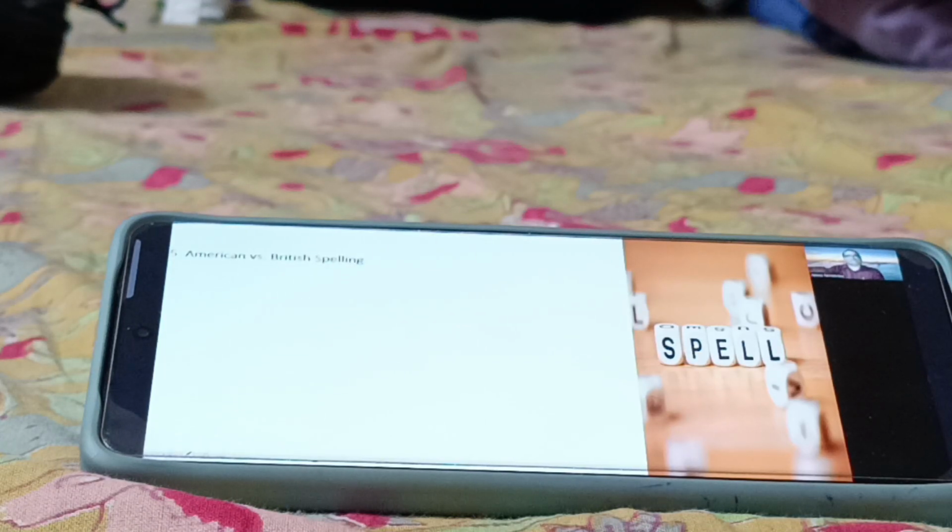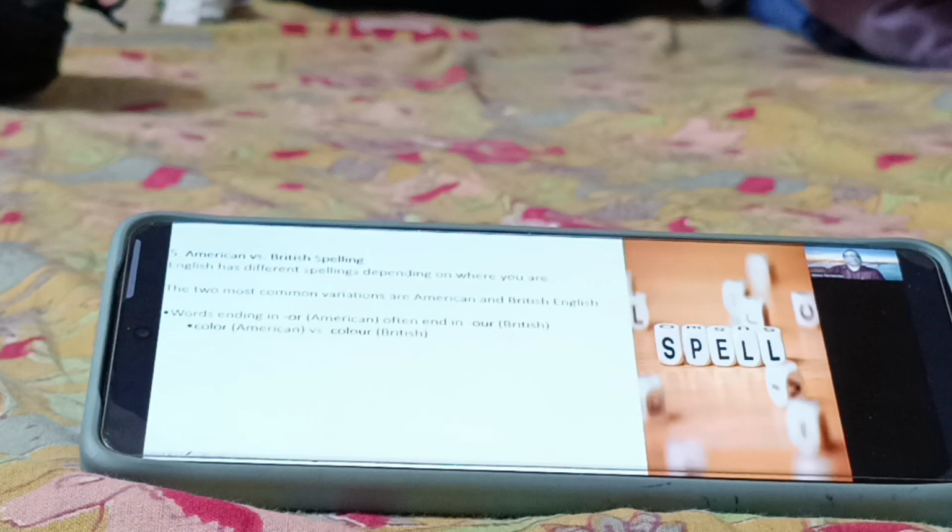So we look at some differences between American and British spelling. Now, you can use either, whichever you feel is comfortable. There is no hard and fast rule. But at least you need to know the basic differences: this is British English and this is American English. So words ending in OR would be American, and words ending with OUR would be British. For example, color is American, and colour, British. So either you use color or colour, doesn't matter. Humor, American, and humour, British.